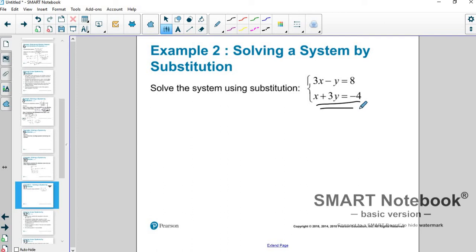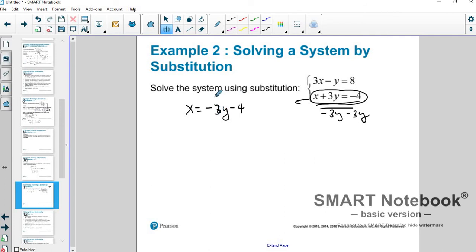Okay, so again, you may have chosen a different way to do it, but I'm going to solve this one for x this time. Because again, x is by itself with no constant in front, and so that should be easy. I can just subtract 3y from both sides. And so I end up with x equals negative 3y minus 4, or minus 4 minus 3y, doesn't matter. Order doesn't matter there, okay?